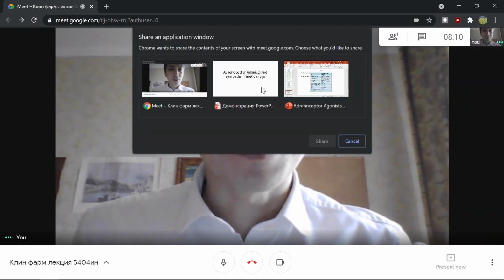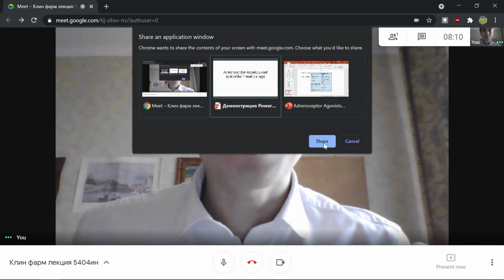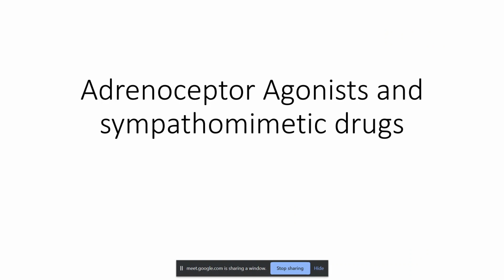Adrenomimetics or sympathomimetics have the same action as norepinephrine and epinephrine, and they are called sympathomimetic drugs. They can be grouped by the mode of action and by the spectrum of receptors they activate.